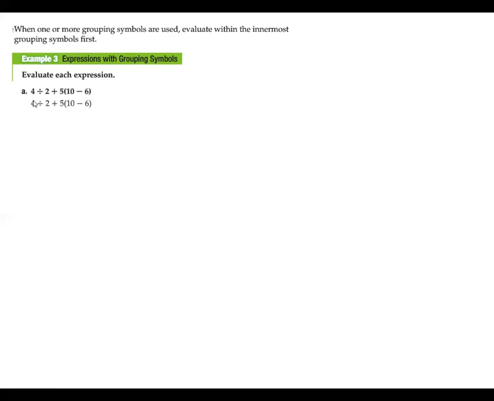So 4 divided by 2 plus 5 times the quantity 10 minus 6. We have grouping symbols, so you do the 10 minus 6 first, which is 4. Then you have division, addition, and multiplication. So since you have multiplication and division, you do whichever one comes first. So 4 divided by 2 is 2. And then you have addition and multiplication. So multiplication comes first. 4 times 5, replace that with a 20. And then you get 22.